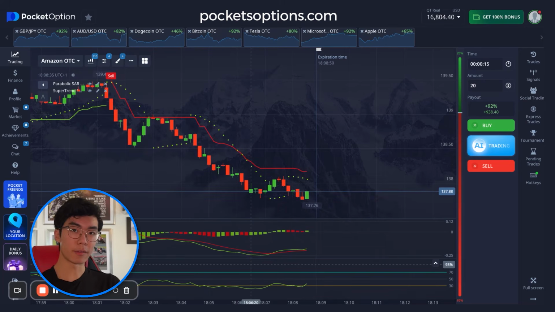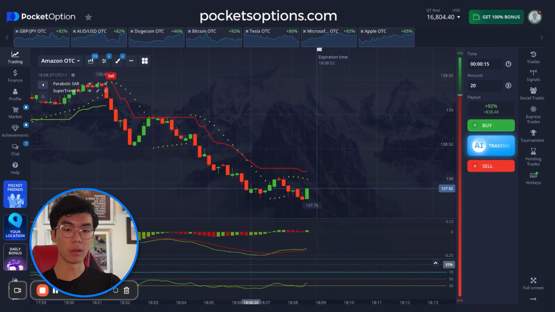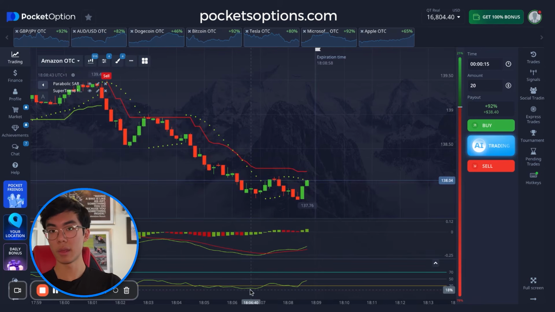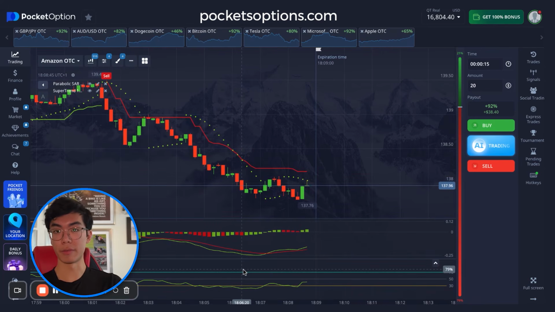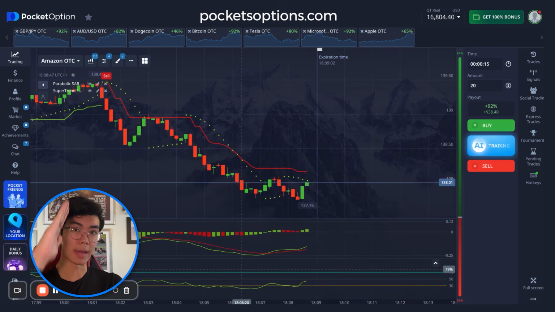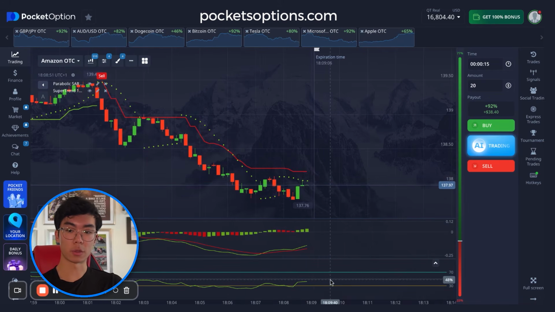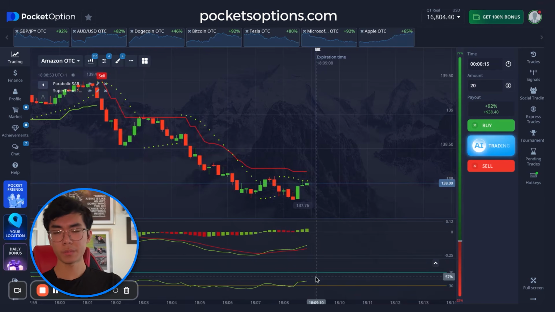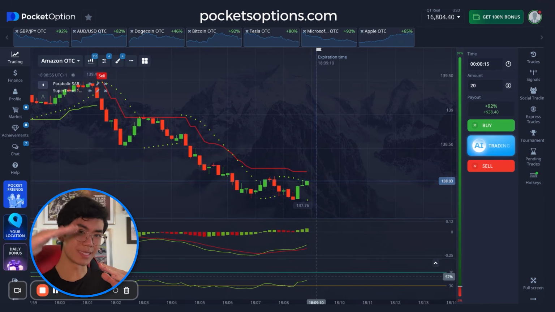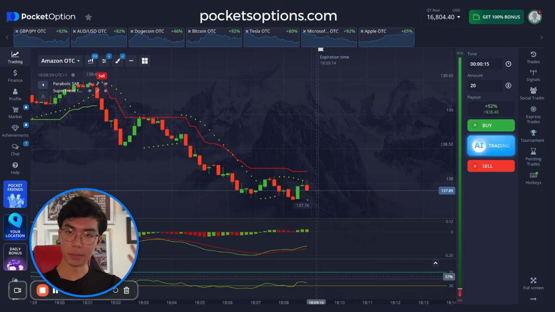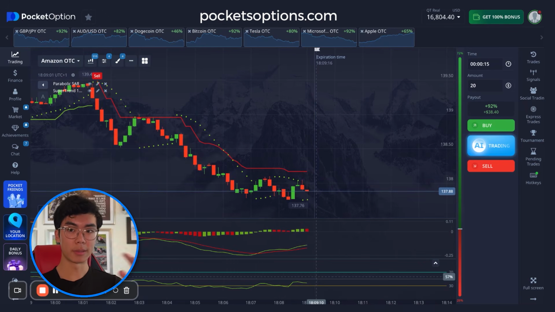But 70, 80% of the time, it'll go a little bit below the 30 level, or a little bit above the 70 level, and then go right back to the baseline right here. So the baseline is this one right here. It's around 50. So it always has a tendency to go back to that baseline right there. So this is a pretty good strategy. 70% win rate, really great. We made some good profits today.